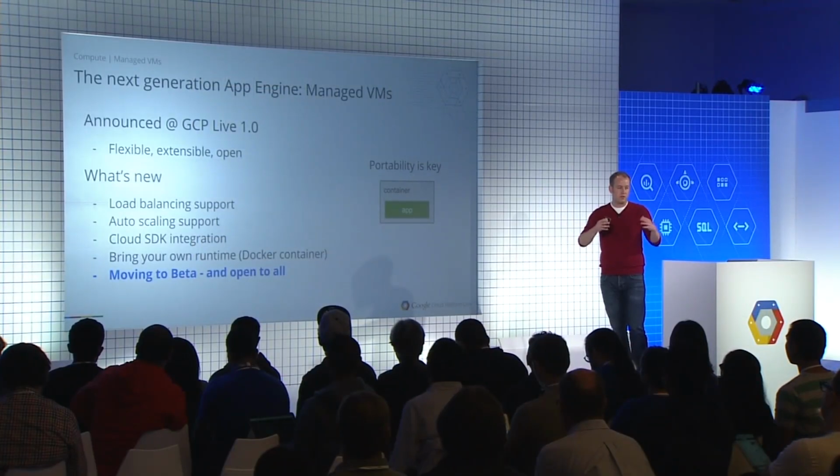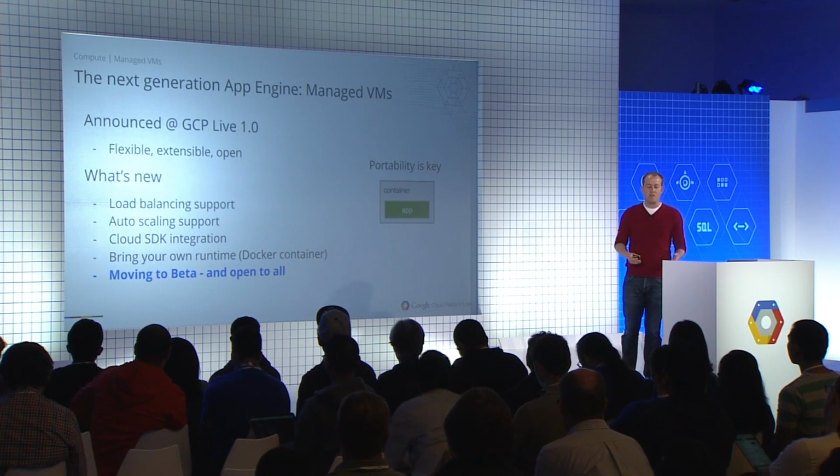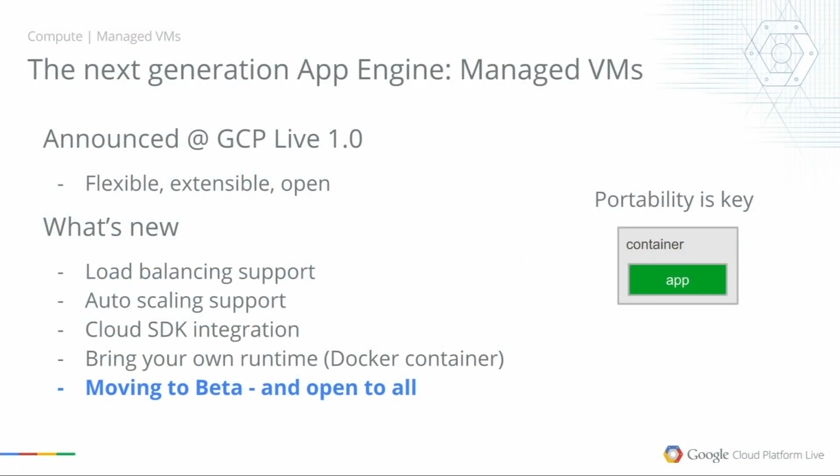But I did want to give a call out to what we're thinking about as the next generation of App Engine. And this is App Engine, and it's called Managed VMs. And we announced this in GCP Live 1.0 back in March. And really what this is, is App Engine running inside Compute Engine, inside of a container, where you can have a portable unit that you can transfer between the App Engine world and the Compute Engine world. And this really gives you the flexibility of taking the core components of App Engine and then adding the extra stuff that's missing to your app.